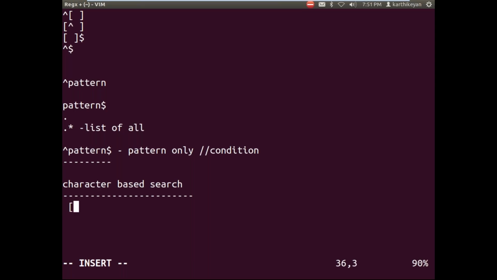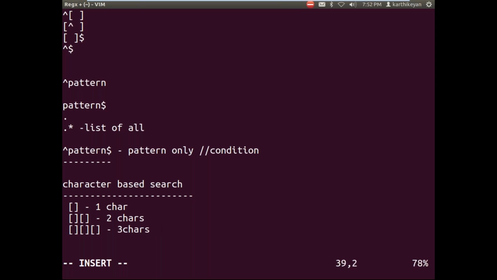We can use square brackets. One square bracket is called one character. If you say two square brackets, two characters. Three square brackets, three characters. Like this, we can find multiple characters. Square brackets we have to use for finding characters.